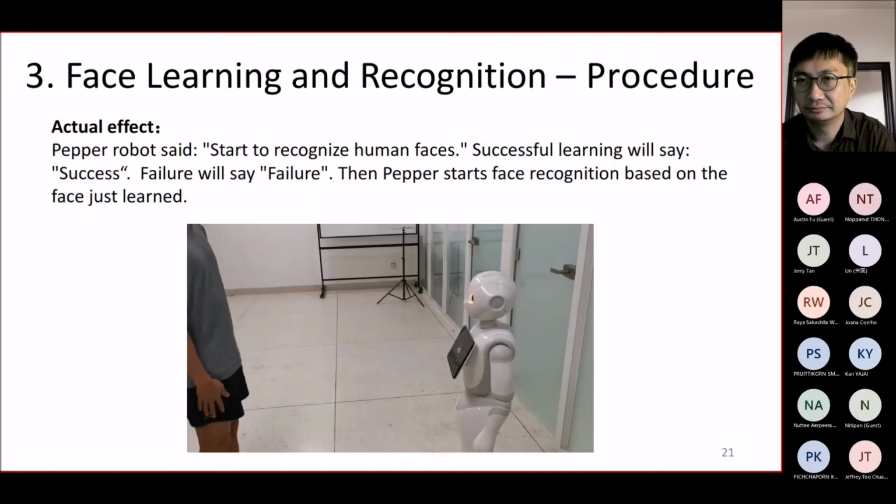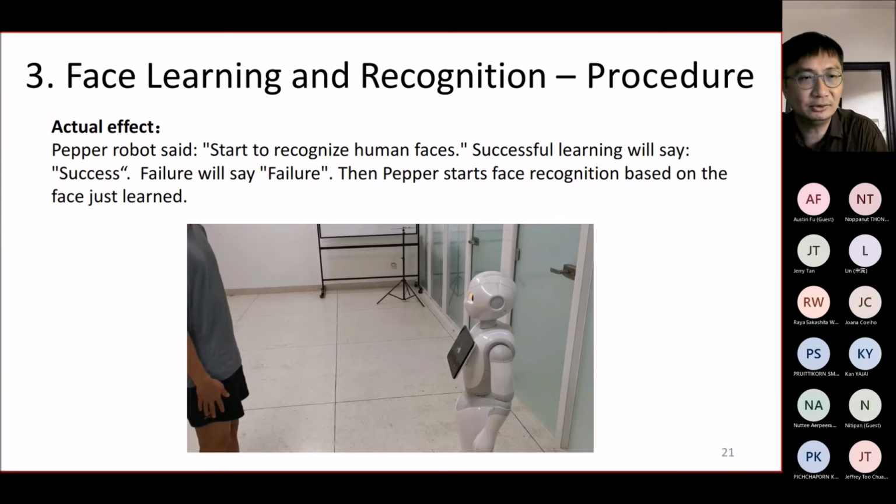Right. So if you run the example, the actual effect is like Pepper robot will say start to recognize human face. So it will self-declare start to recognize human face. But of course, in a real application, you can design a different way of dialogue. For example, like, please stand in front of me. I will start to recognize you. I'll start to remember your face, things like that. So you can design to make Pepper tell this thing in a very natural way to the person in front or to the guest, right?